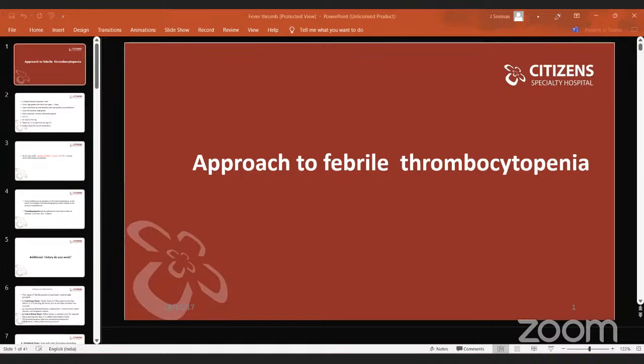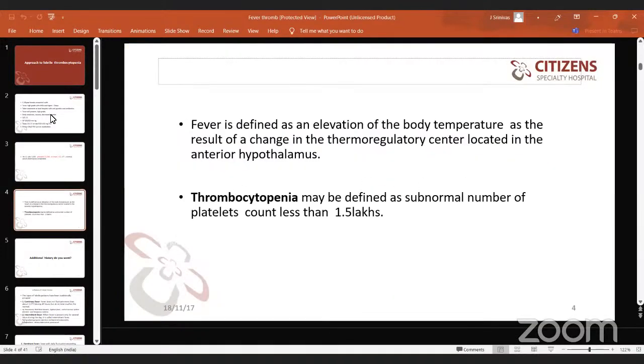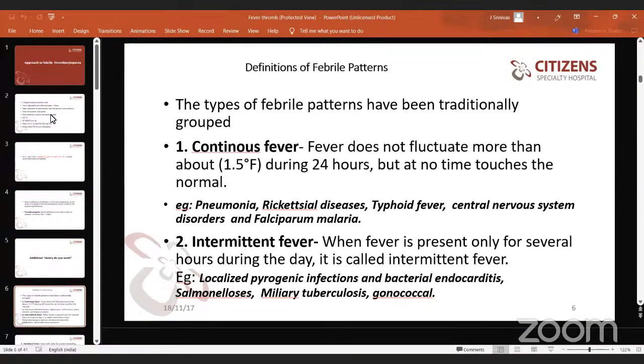So this is our... The slides are not moving. Sir, they are moving now. Slides are not moving, Satish sir. Now they are moving. Okay sir.